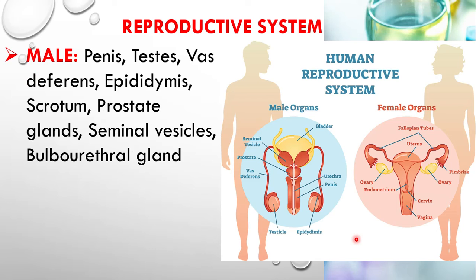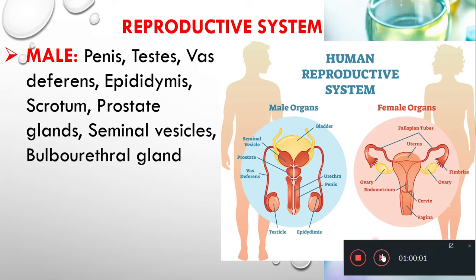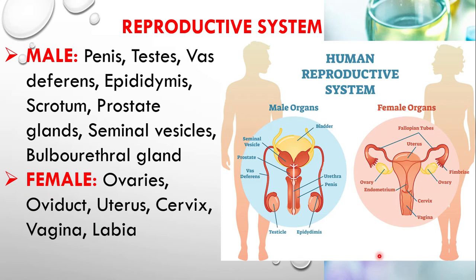Okay, and then we have the reproductive system. Okay, so the male reproductive system includes the penis, the testes, the vas deferens, the epididymis, the scrotum, the prostate glands, the seminal vesicles, and the bulbourethral gland. Okay, so the female reproductive system includes the ovaries, the oviduct, the uterus, the cervix, the vagina, and the labia. Okay?